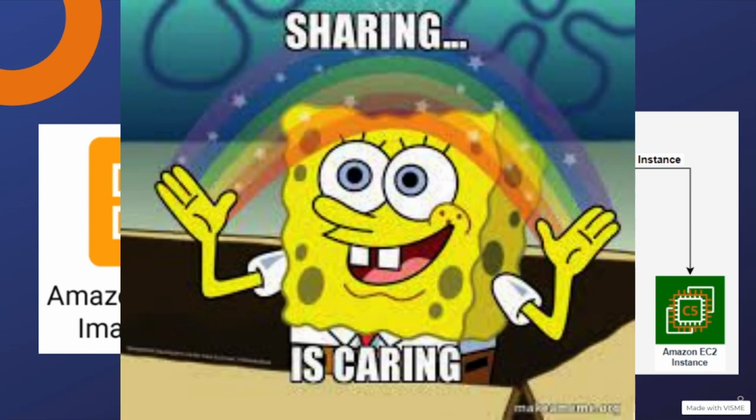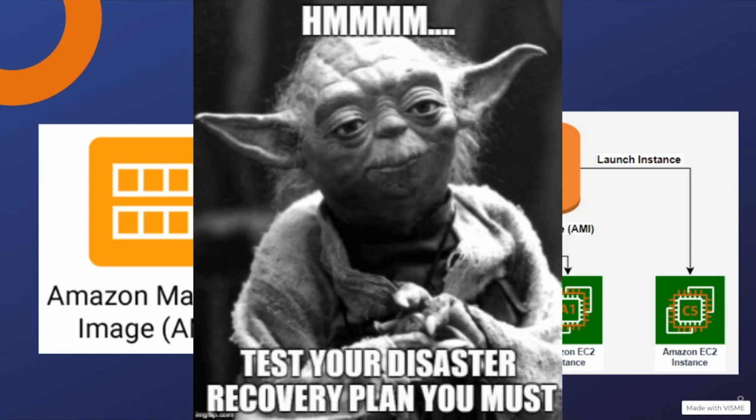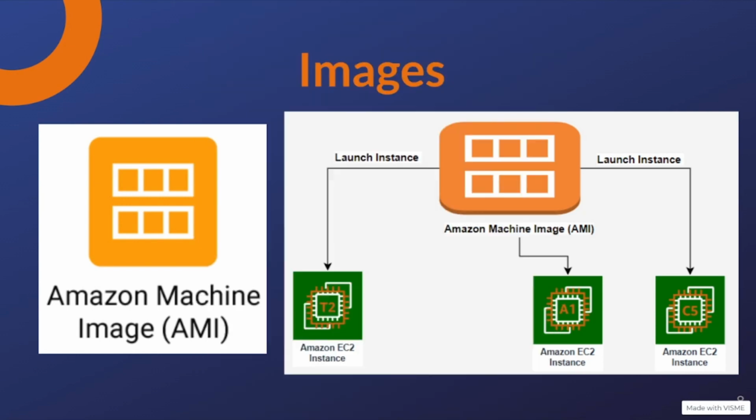AMIs can also be shared with other AWS accounts or publicly, making them a powerful tool for collaboration and reducing the time and effort needed to deploy new instances. They can also be used to create a backup of an EC2 instance, providing a quick and easy way to recover from an instance failure or data loss. AMIs are a critical component of the EC2 service, providing a powerful and flexible way to quickly and easily create new instances with pre-configured software and settings, reducing the time and effort needed to deploy and manage EC2 instances.